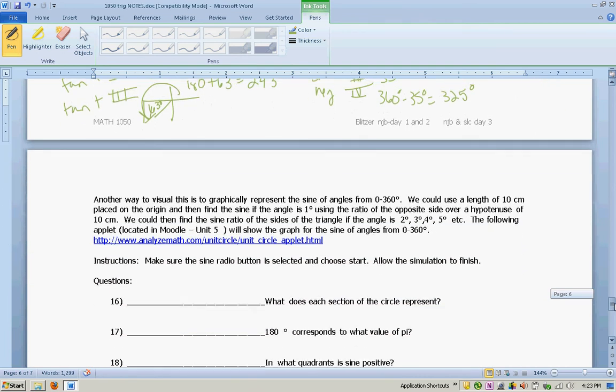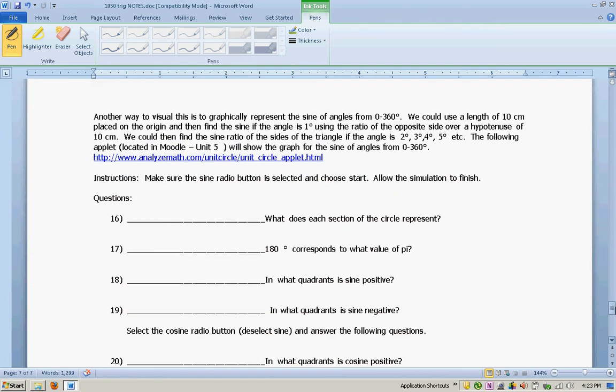Okay, another way to visualize this is to graphically represent the sine of angles from 0 to 360 degrees. So we could use a length of 10 centimeters placed on the origin and then find the sine if the angle is 1 degree using the sine formula, and then find the sine ratio if the angle is 2 degrees and 3 degrees, etc. And so this applet that you are going to access now, and this link is in Moodle for you, will actually allow you to see what happens when that angle changes from 1 to 2 to 3 to 4, etc.